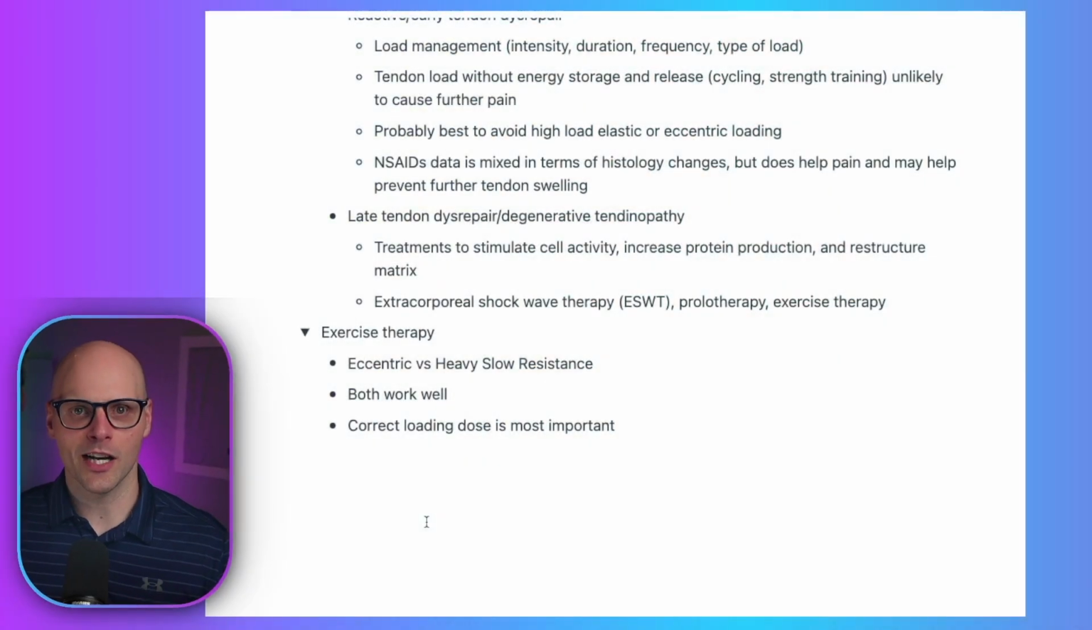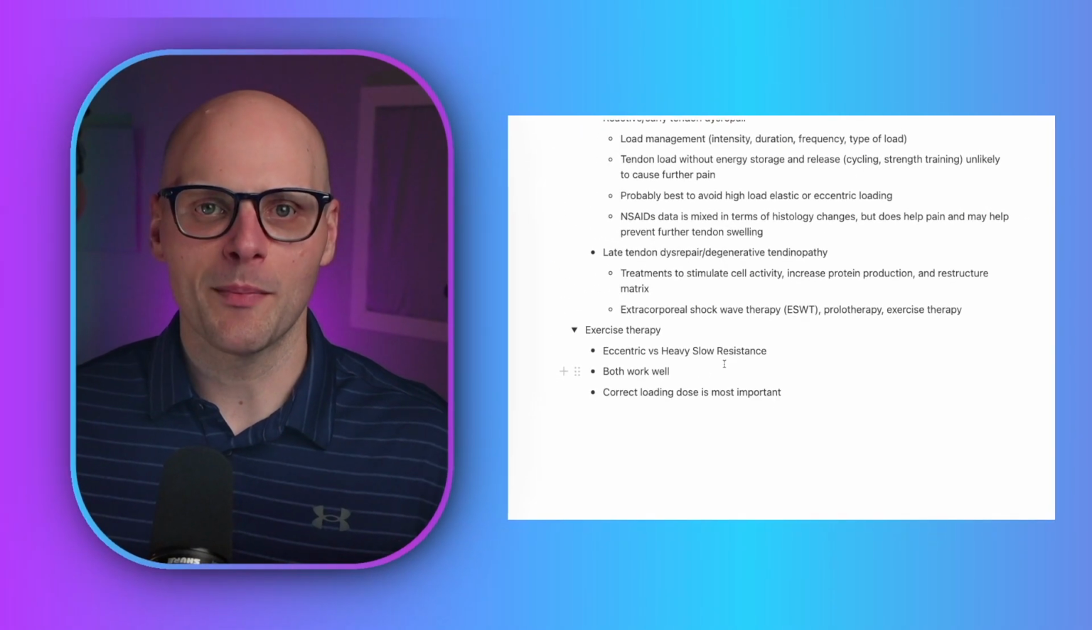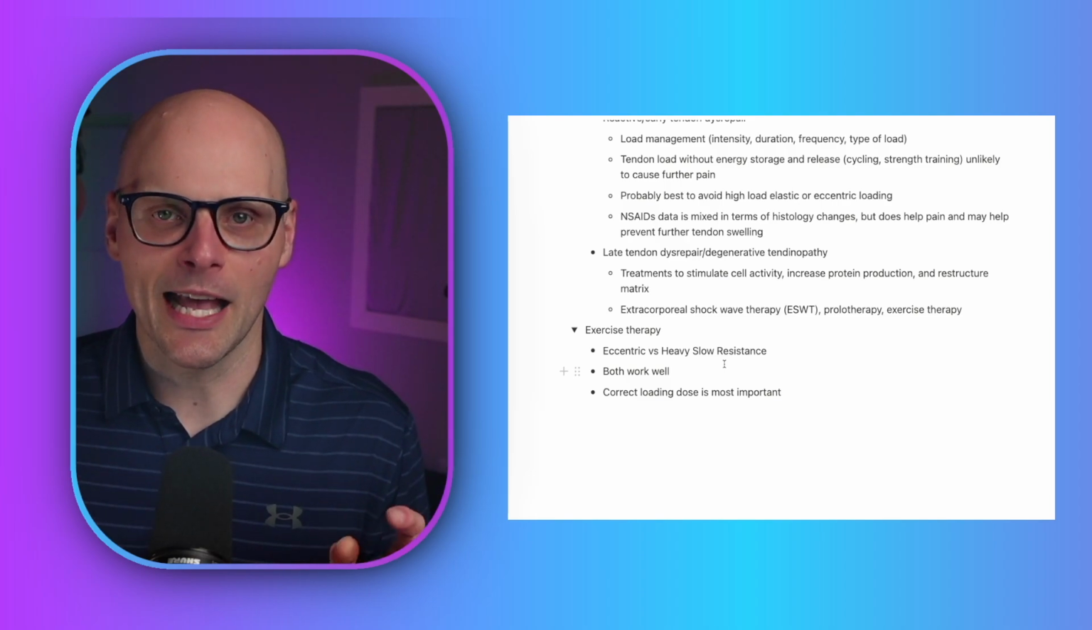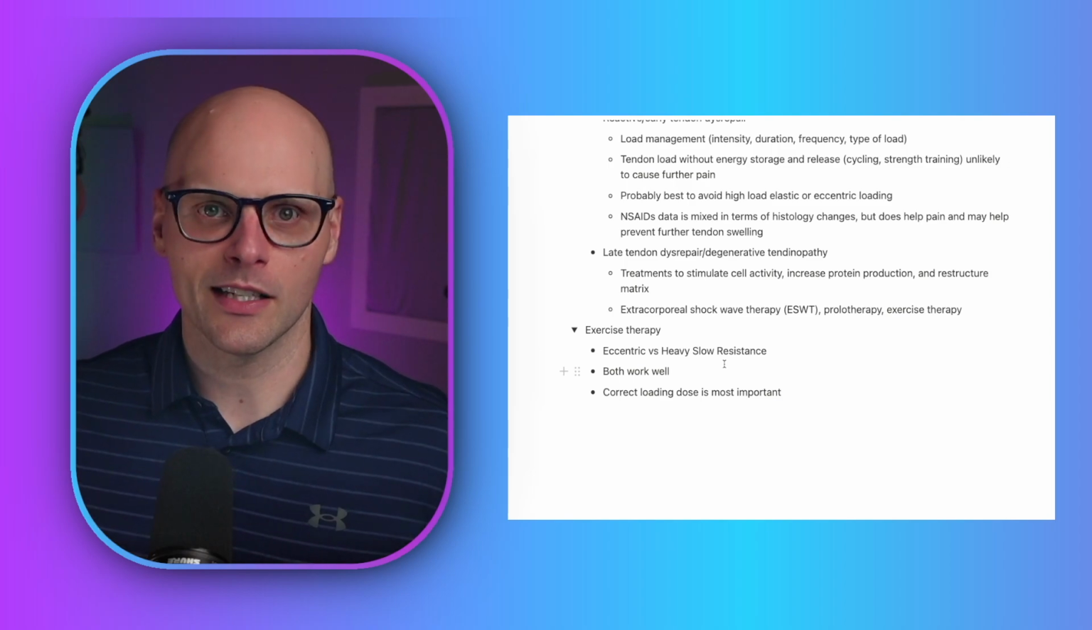That's the last thing I just wanted to mention here. Exercise therapy, there are a couple of main ones that we talk about: eccentric versus heavy slow resistance. Both of them work well, and the correct loading dose is the most important thing. When I say correct loading dose, I'm saying we want to load this person appropriately and progressively. Progressively means we start with 10 heel raises, for something on the Achilles, and then we move to 12 and then 15, and then we add weight.